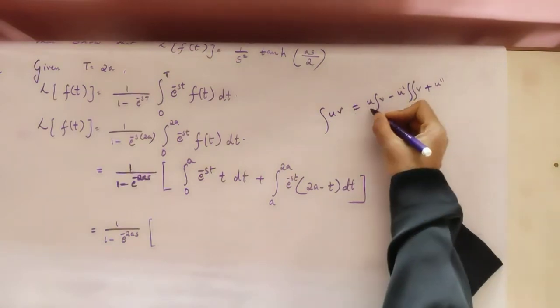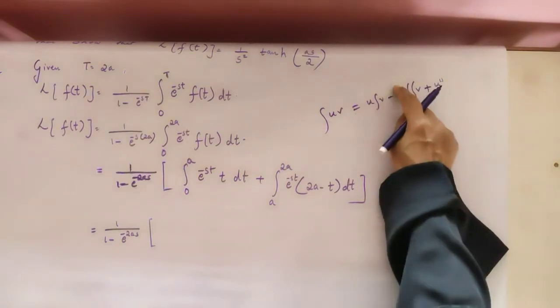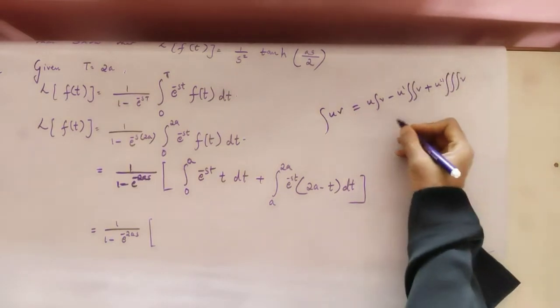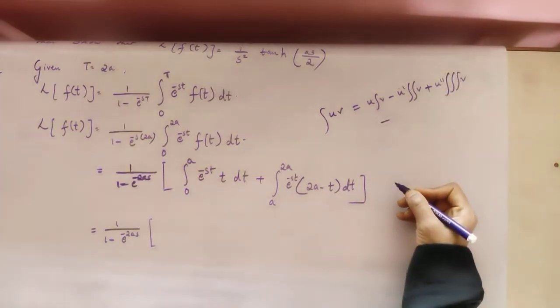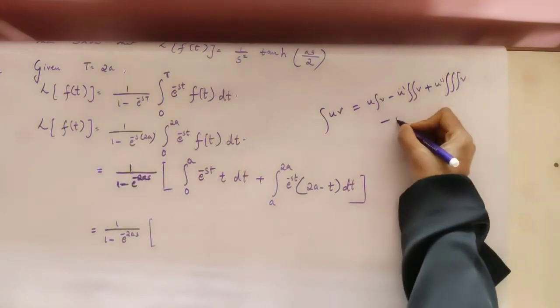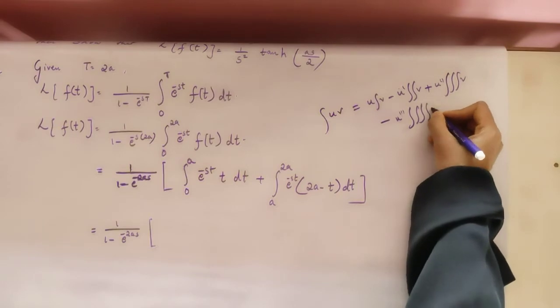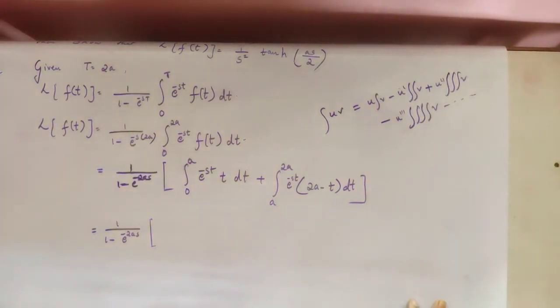U double dash, that is the derivative of u, the second derivative of u again, that is u double dash. Then the third integral of v. Again, since it is plus here, now it comes minus. So this is your Bernoulli's rule. It continues further: the triple derivative of u and the fourth integral of v, and so on. So this is the Bernoulli's rule.